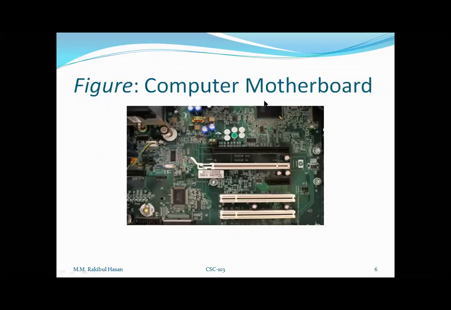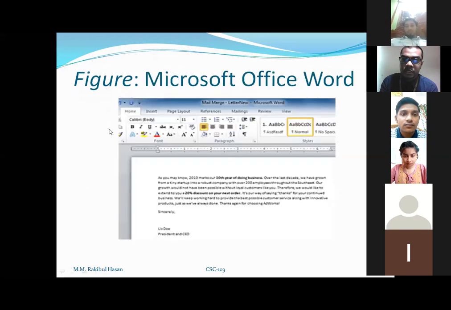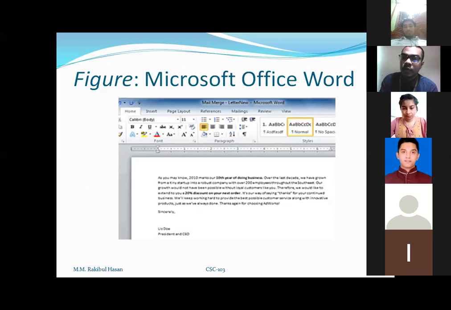Now you can see one example. So what is this? Do you know? Computer motherboard. Great. Computer motherboard. Okay, right. So this is hardware or software? Hardware, sir. Great. This is nothing but hardware. You can touch it. And this one is? Software. Okay. So this is the user interface of Microsoft Office Word. Microsoft Office Word is nothing but what? A software. Very good.